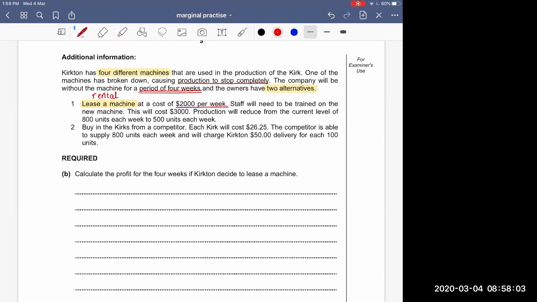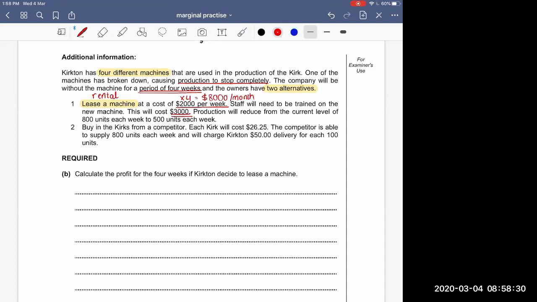Har week hume kitna rental dena padega, sir? $2,000. Iska matlab per week aur 4 weeks tak hamare paas machine hi nahi hai, to hamare paas total rental cost kitni hogi? 2,000 into 4, that makes 8,000. Staff will need to be trained on the new machine. This will cost 3,000. Ye one time cost hai hamari. हर वीक हम स्टाफ को ट्रेनिंग नहीं देंगे, एक ही दफा ट्रेनिंग होगी.